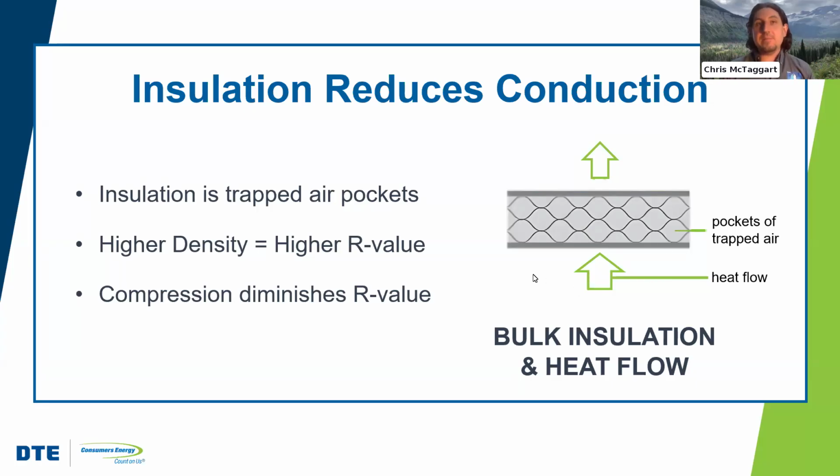You've probably heard of fiberglass bats, higher density bats. Again, those higher density bats give you, instead of an R19, an R21 in a wall cavity. Well, the reason why is because in the same 5.5 inches of insulation, it's not that they've compressed the insulation, it's that they've made the pockets of air smaller or denser, which ends up promoting greater resistance to heat flow.